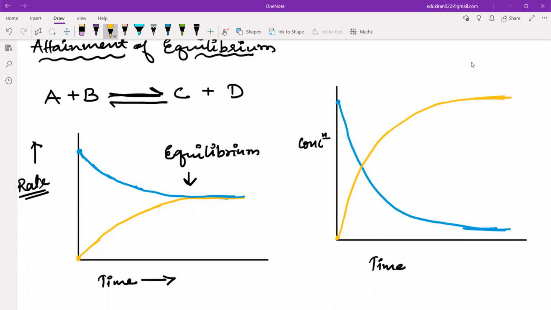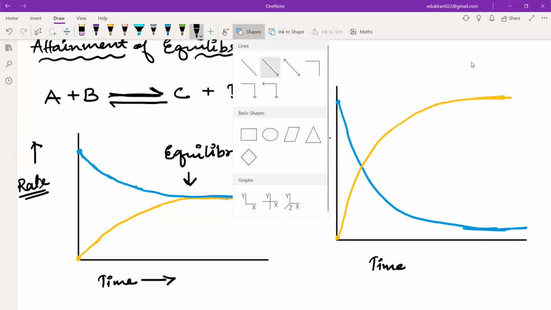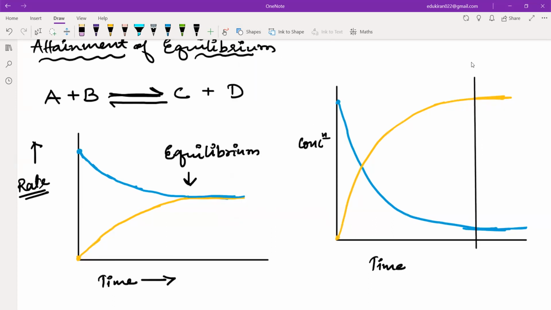Now, please remember that when it is getting constant, this is a line here. Whenever the change is happening, that is not equilibrium. Now, when the concentrations become constant, at this stage I will say that this is equilibrium.